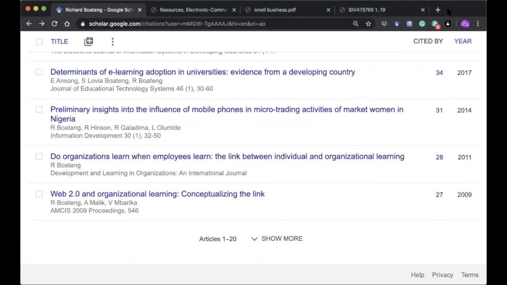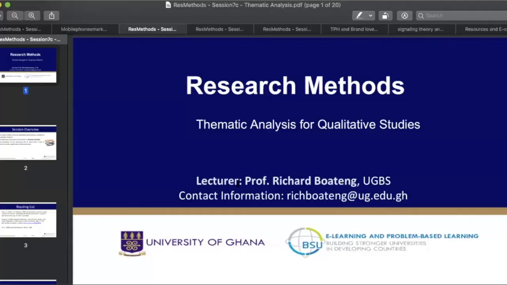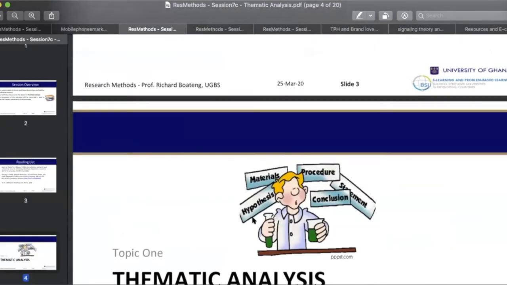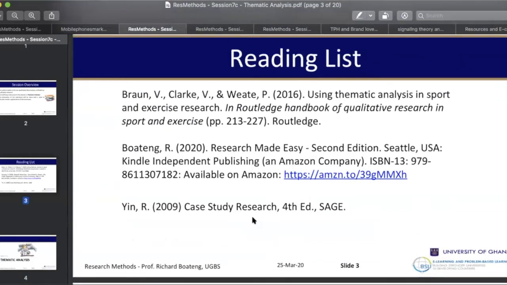Now let's continue. Let's quickly look at thematic analysis and then round up. Please, there is a lot of literature out there on these things I'm teaching, apart from what's in my book, so you can learn more from that. We are going to look at thematic analysis, and I'm drawing from these reading materials that may be relevant to us.